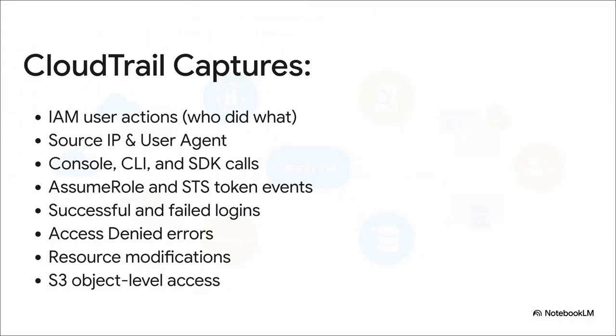And the sheer breadth of what CloudTrail logs is really impressive. It's not just about successful user actions and IP addresses. It captures calls from the console, the CLI, any SDK. But here's the key insight for any security analyst. It also logs failed logins and access denied errors. Honestly, those failed attempts are often way more valuable than the successful ones. They can be the earliest warning signs that a breach is in progress.